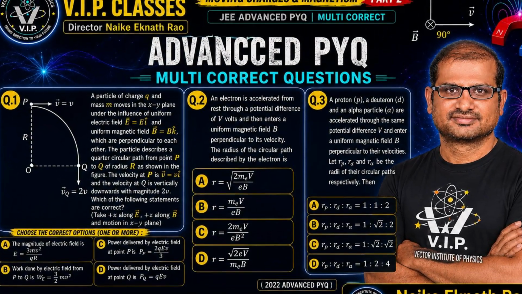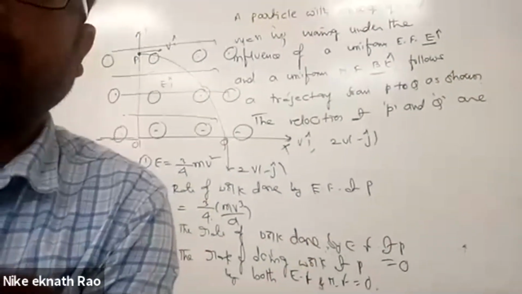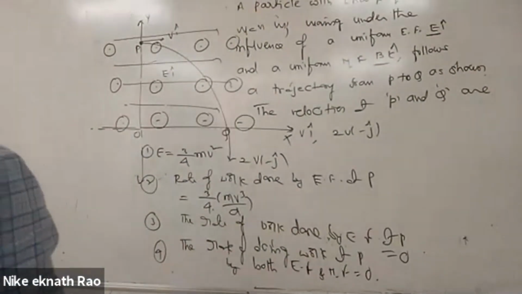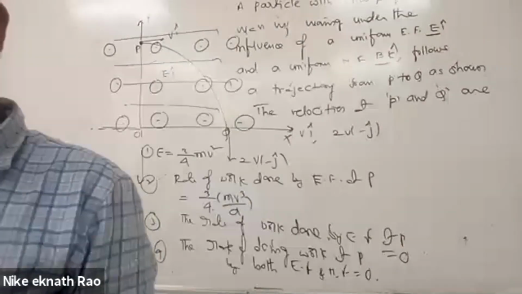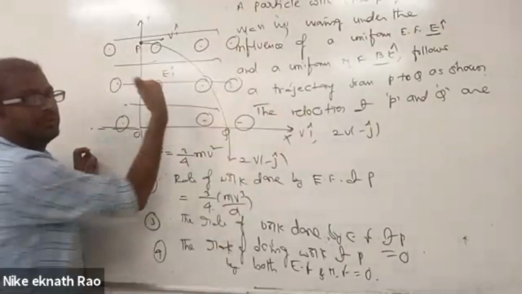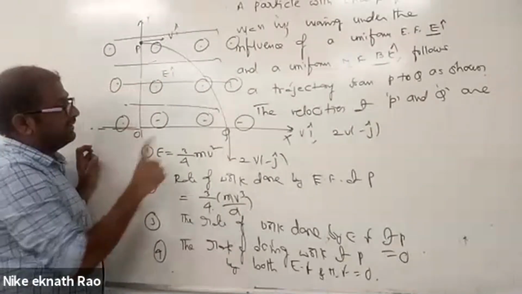Let us see the following question now. Which option is correct? You have to click. Here there is a magnetic field, and a particle is projected from point P. It reaches point Q, with velocities and electric field given along the x-axis, and the magnetic field along the positive z direction.